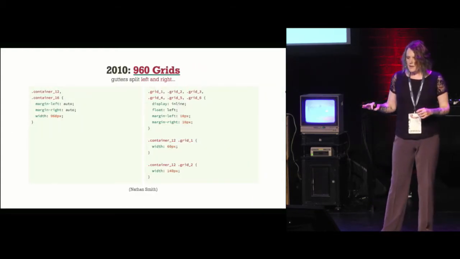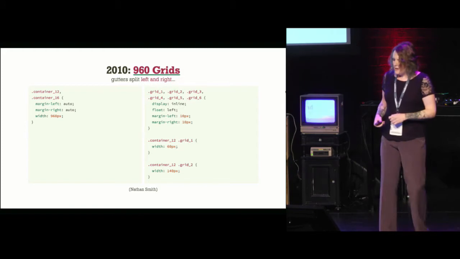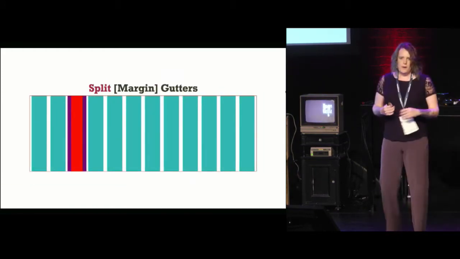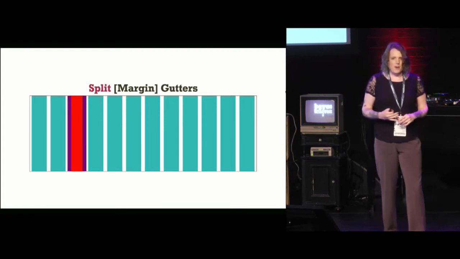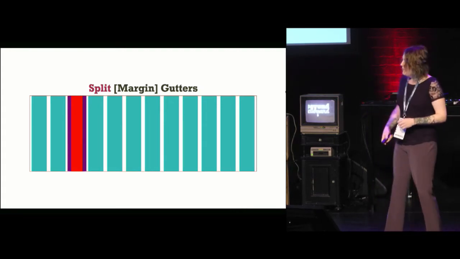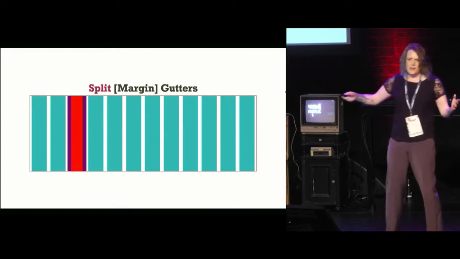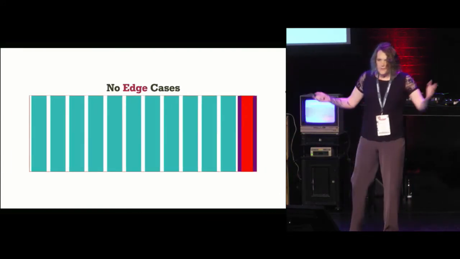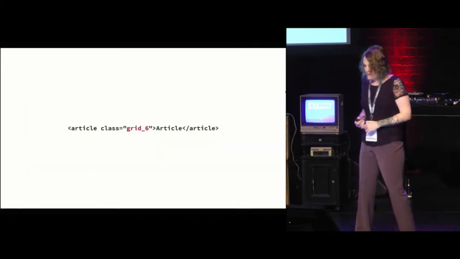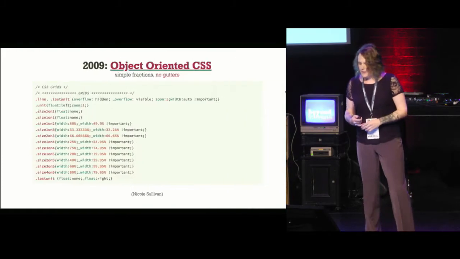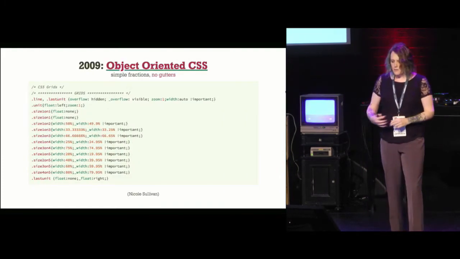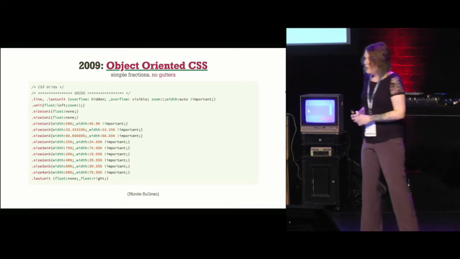Around 2010, 960 became very popular, and it takes just a slightly different approach to fix that problem. They put half a gutter on each side of each element, and suddenly it's OK to have a half gutter at the edges. Great, we've solved that problem. We've got rid of last. Yay, no edge case. So it simplifies the API a little bit down to grid 6.